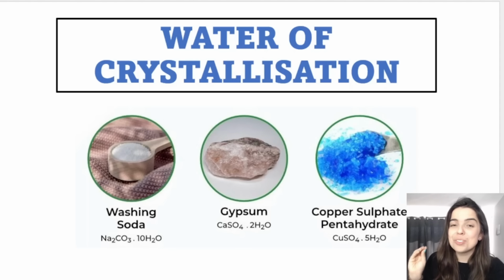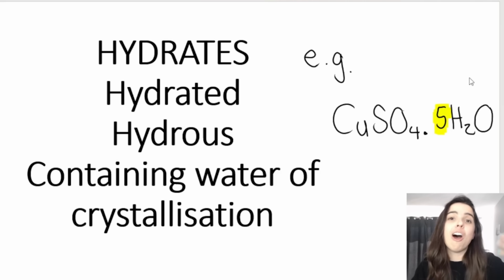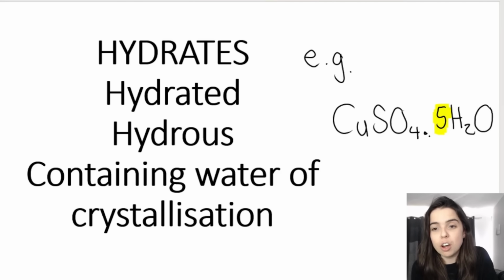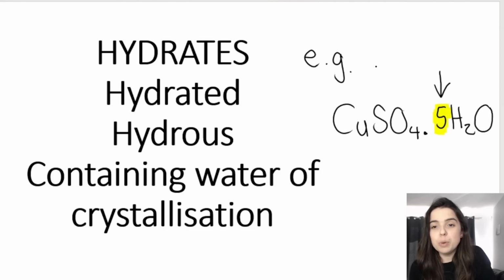Here are some examples of hydrated crystals. They're called hydrates. We can say that they are hydrated, meaning they contain water. They are hydrous compounds. They contain water of crystallization. And as you can see, when we represent the molecular formula, the number of water molecules is represented over here after the dot. So for example, copper sulfate has 5 molecules of water within this formula unit, trapped within this compound. So essentially we've got a 1:5 ratio over here.